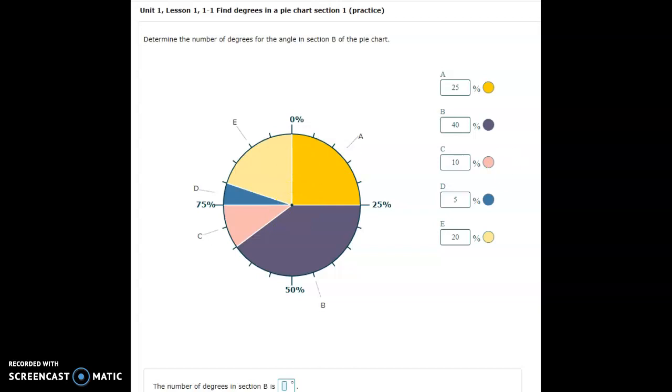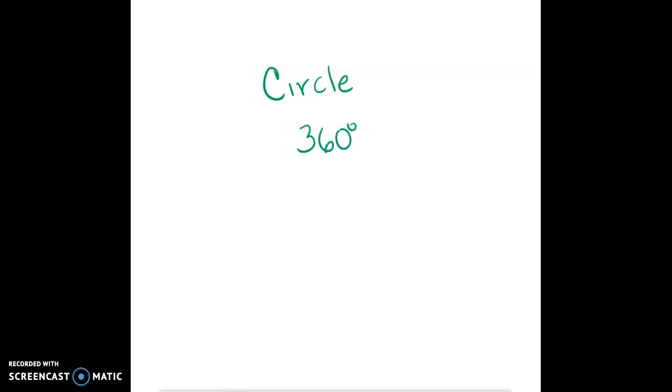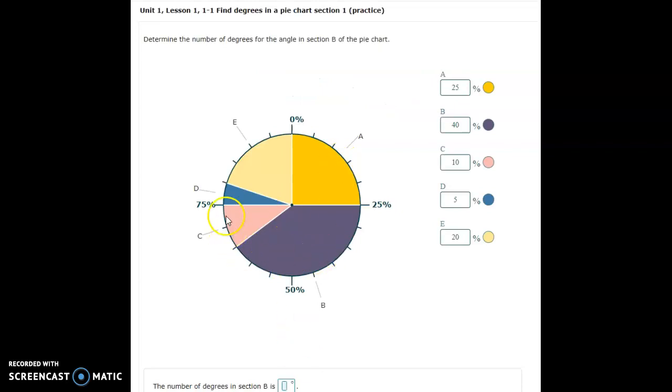So in a circle, there is a total of 360 degrees. So let me write that down. So my total circle, so any circle, is a total of 360 degrees. This symbol here represents the degree symbol. And the entire pie chart is 360 degrees, but it's divided into A, B, C, D, and E. So we want to know the angle of just section B.